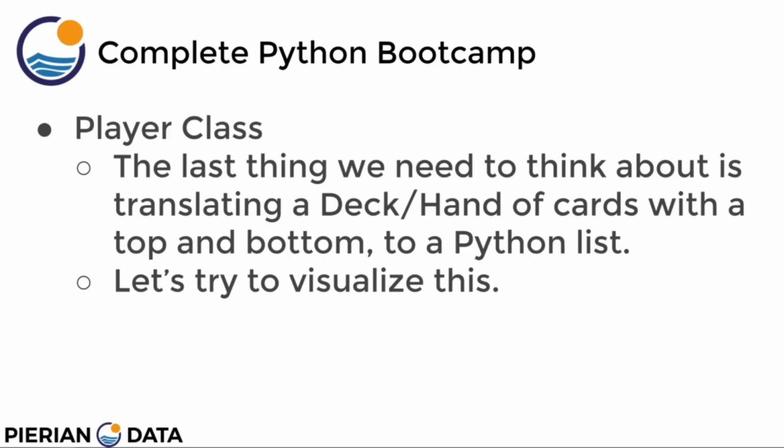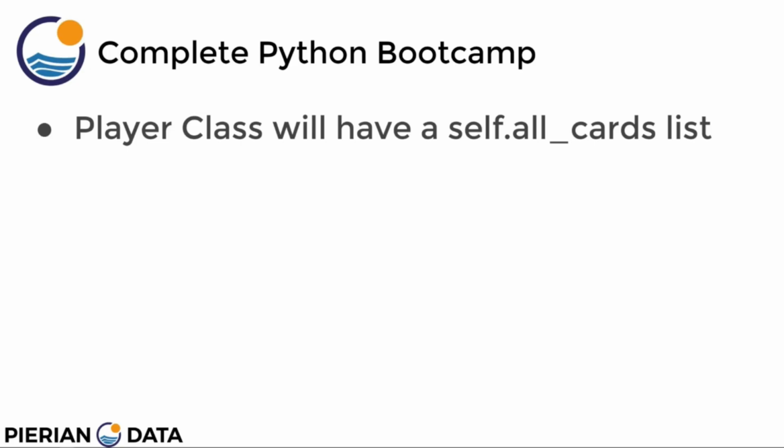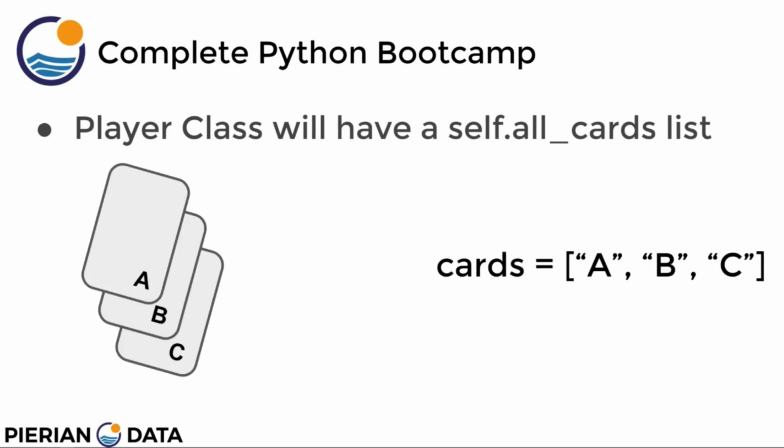So let's visualize this. The player class will have a self.allCards list, very similar to what we saw in the deck class. And for simplicity here, I'm just going to create a list called cards, A, B, and C. And let's explore the different methods of adding and removing cards. So I have 3 cards here, A, B, and C. A is at index 0, and C is at index 2, or really index -1, where -1 is the very last item in a list, regardless of how long it is.